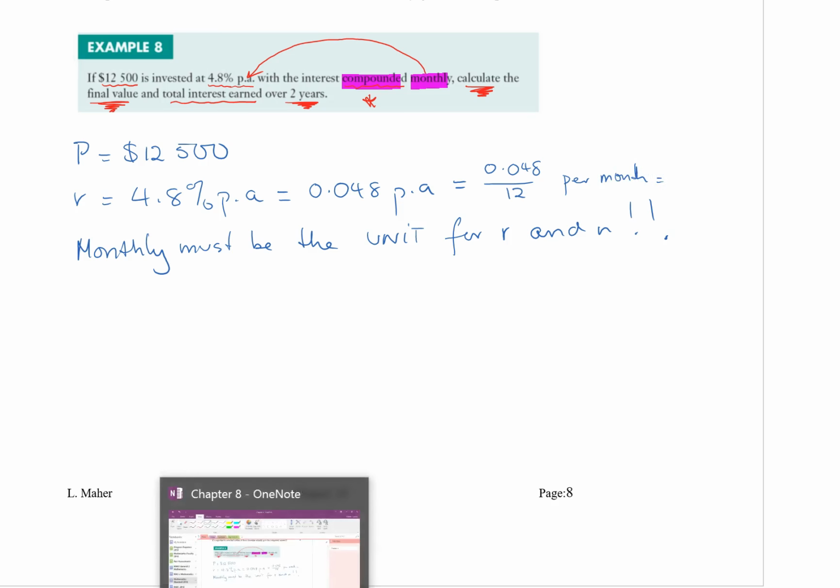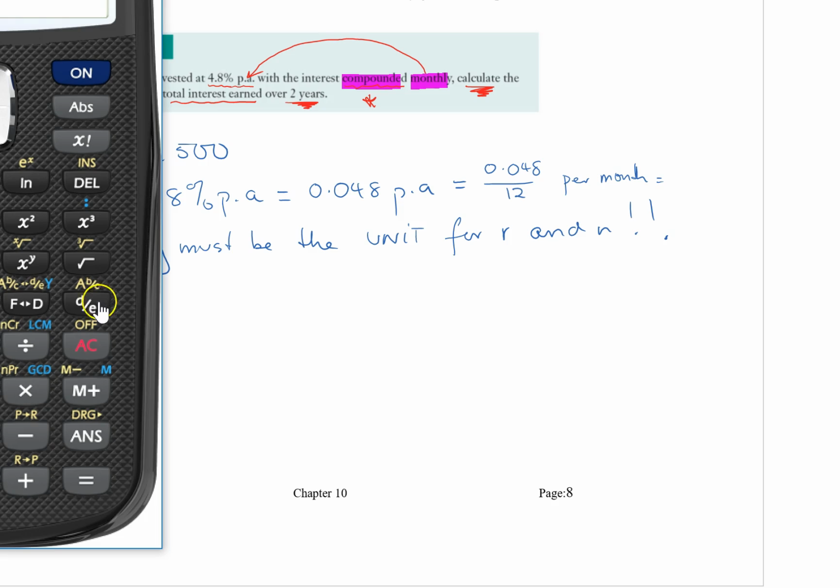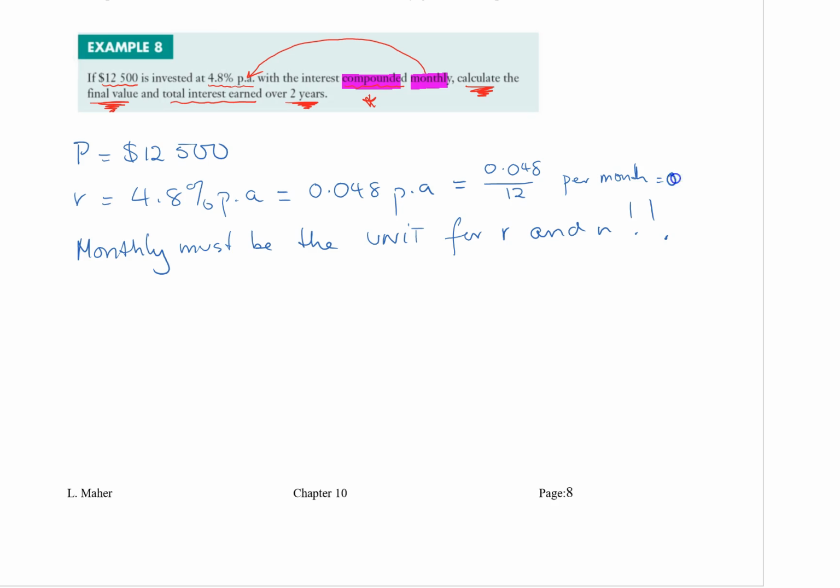So we go to the calculator, get up our fraction button, and we're doing 0.048 divided by 12 equals 0.004, and that is per month. Fantastic.